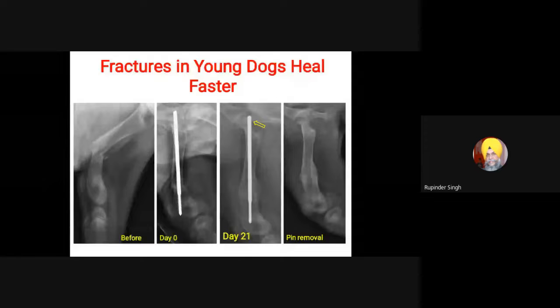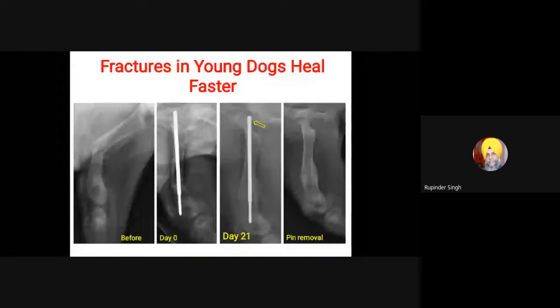Then there are certain examples, like fractures in young dogs healing very fast. These are patients where the fracture was complete before surgery, and it healed nicely by day 20. So young growing dogs up to 4 months or 3.5 months may be quite ideal for these implants.